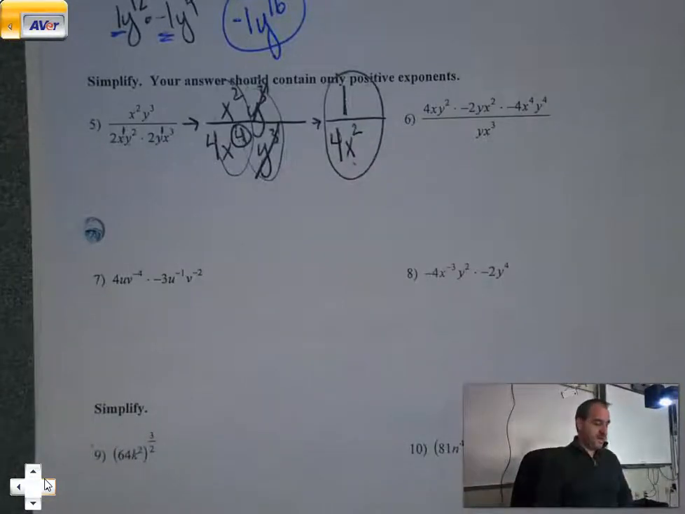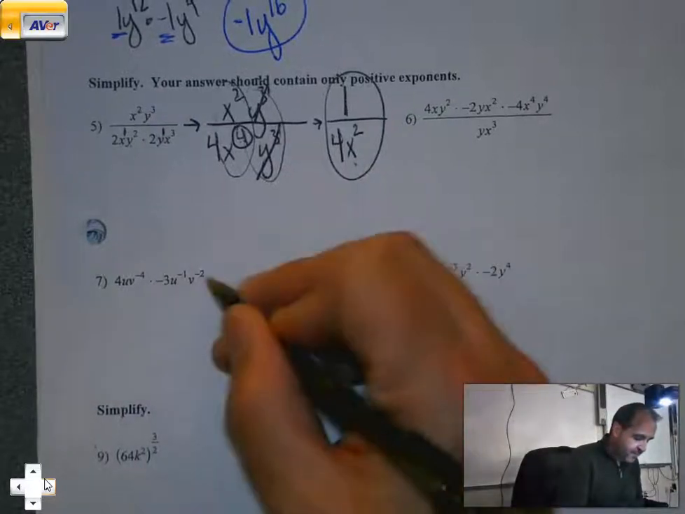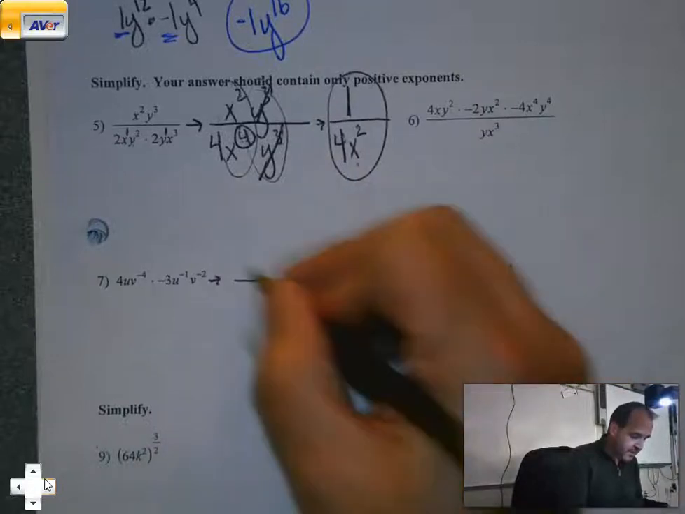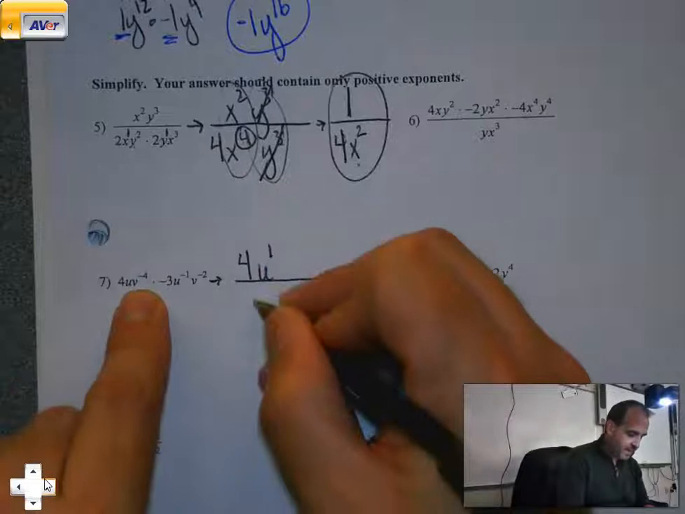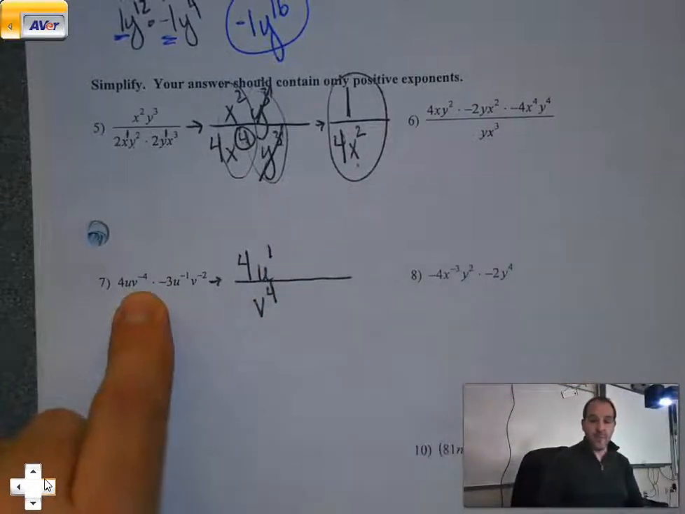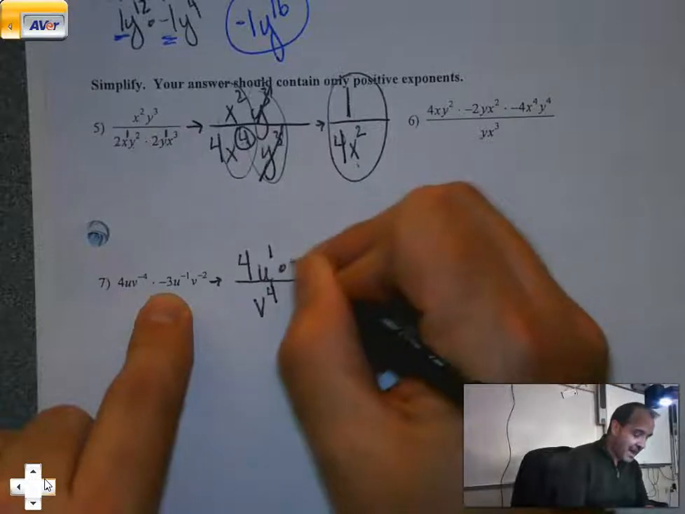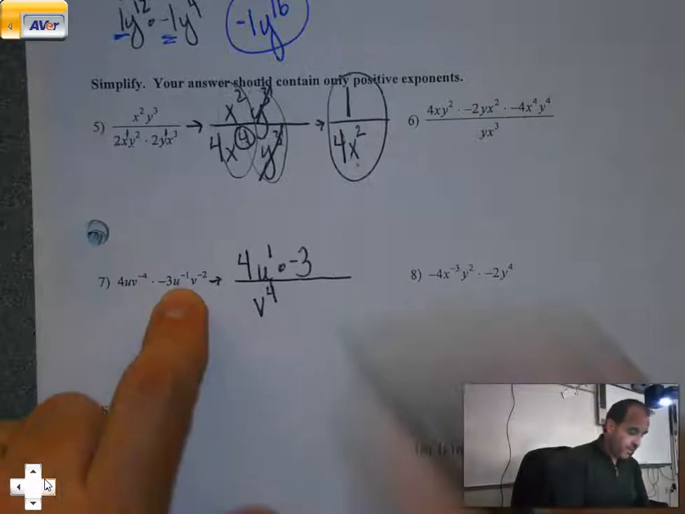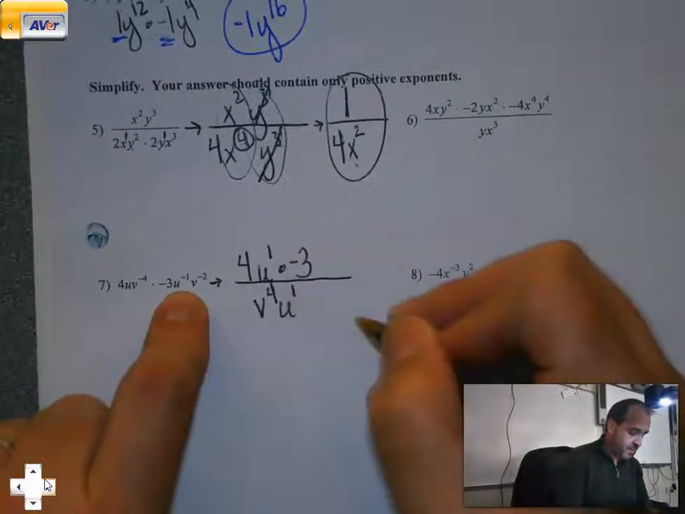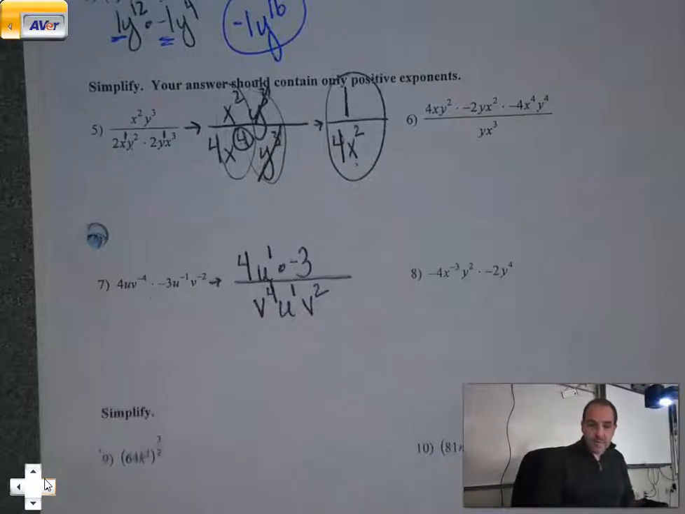7, same ideas as before. I don't like negative exponents. So let's see here. 4u to the first, v to the negative 4th flips. That's how it becomes positive. Negative 3 is not a negative exponent. It does not flip. U to the negative 1, that flips. V to the negative 2, that flips. And now we're just in cleanup mode.